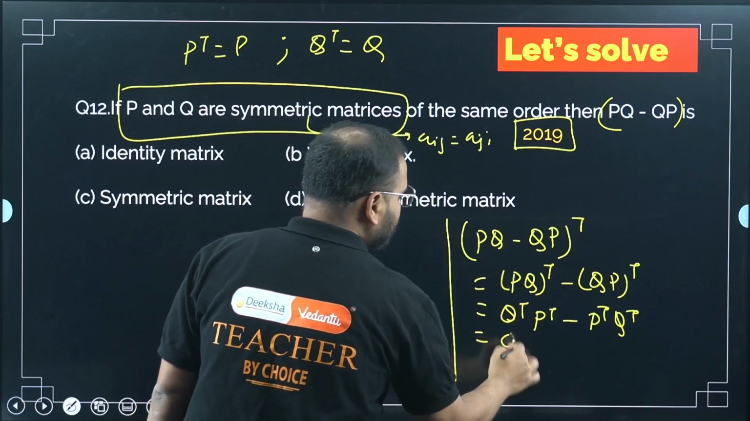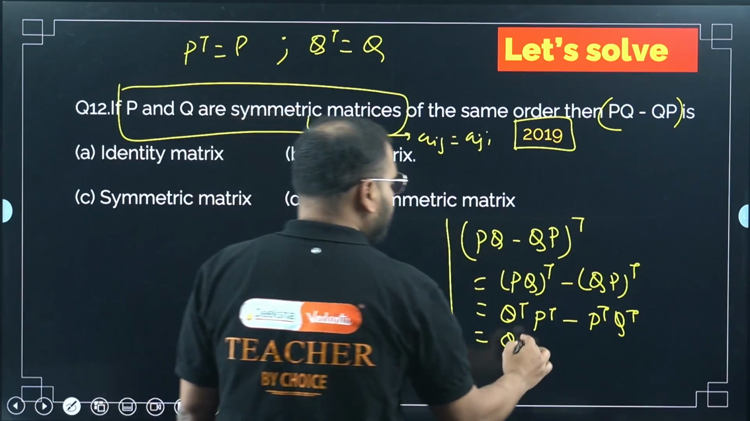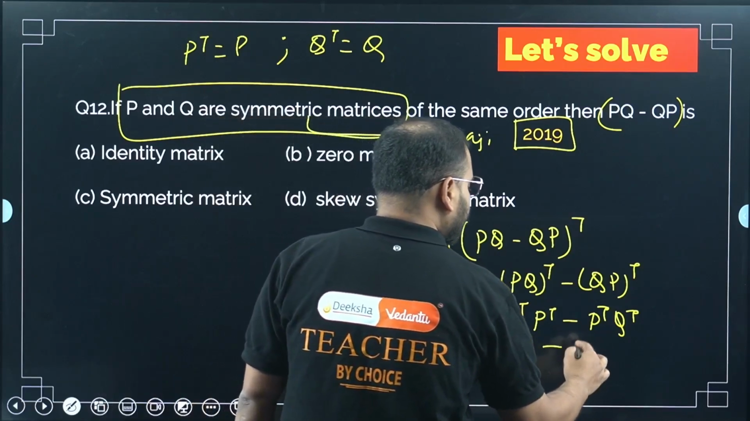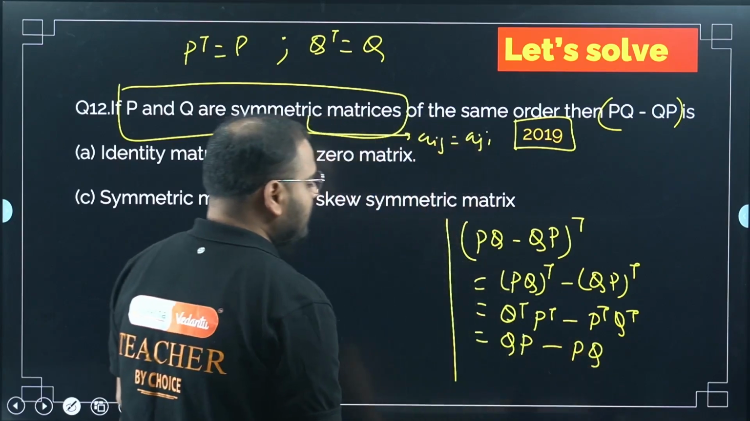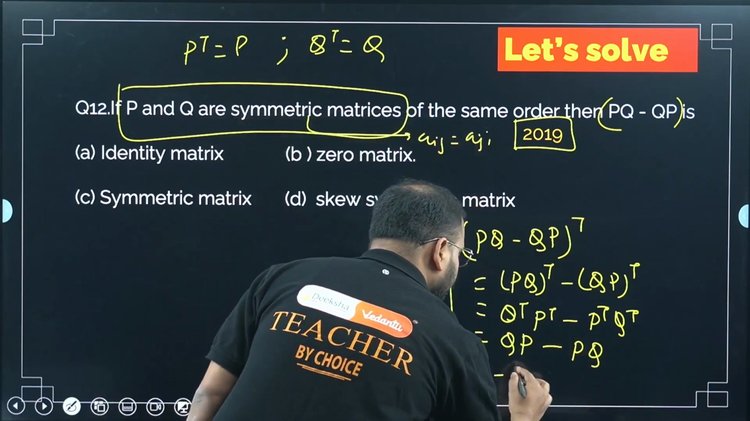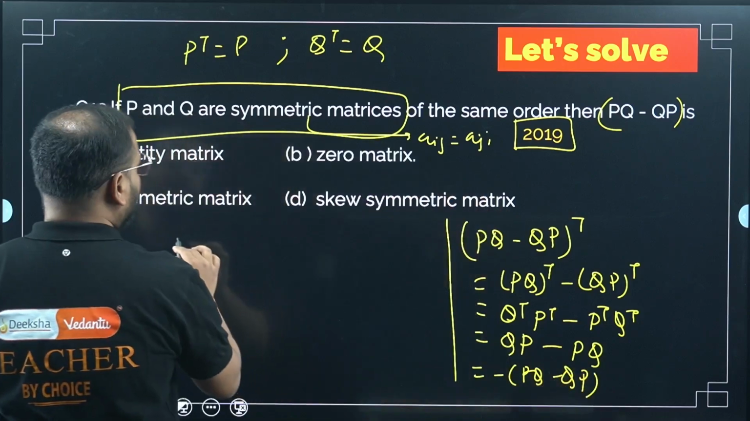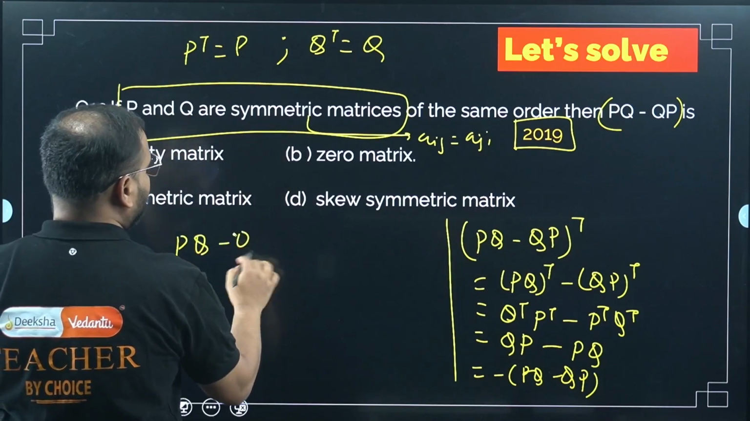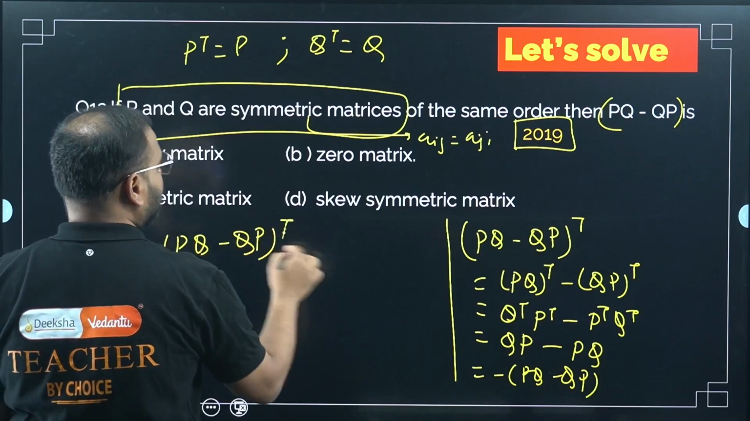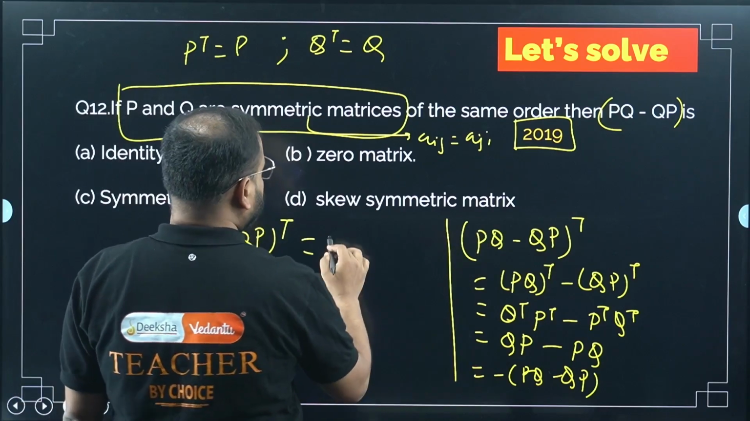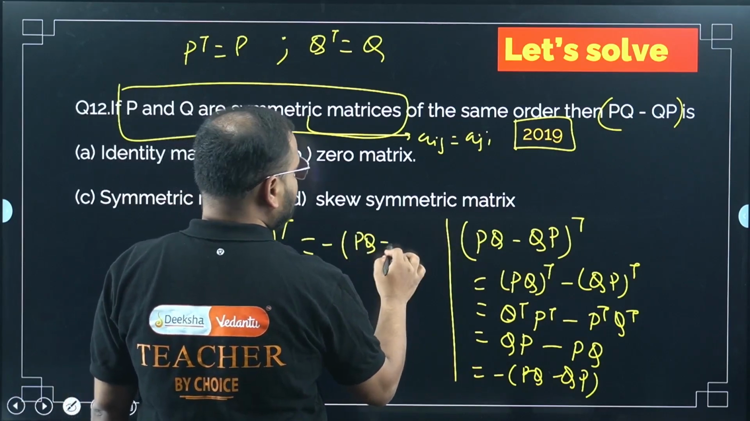Q transpose is simply Q, and P transpose is simply P. Taking a minus sign common, what I'm getting is minus of (PQ minus QP). So I started from the transpose of PQ minus QP, and I reached simply minus (PQ minus QP).